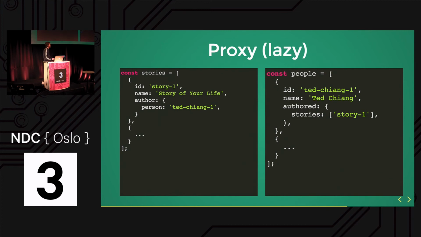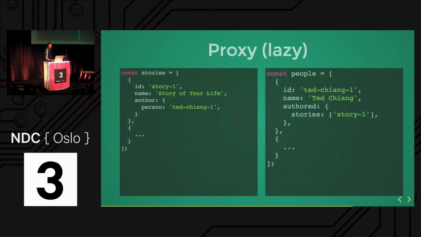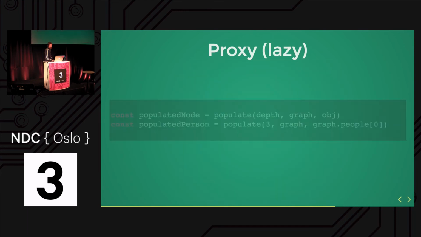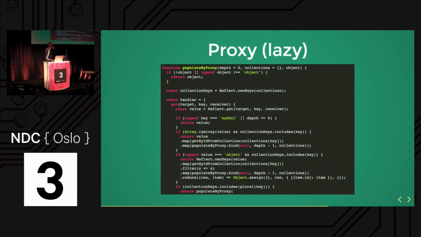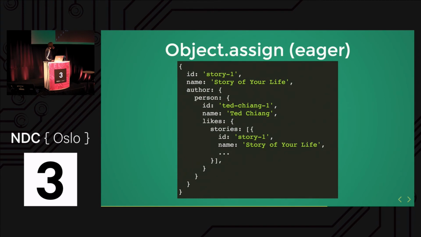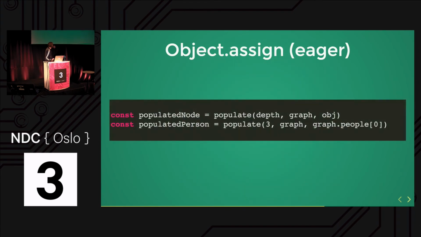Yeah, so that's what I mean about proxies being lazy here. With the Object.assign version, you're actually doing this eagerly. You're creating this insanely large object that is returned to you, but when you're using proxies, you're just wrapping a proxy around, which is lazy, so nothing happens until you actually try to access something on the object.